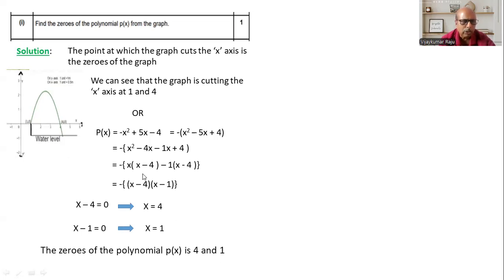Clear? So if you have understood this, you can write these two lines and finish off the answer. If you are confused or not very sure about it, then use splitting. So both ways you can do, but in the examination, write any one way. Don't waste your time doing both. Now let us see the next bit.